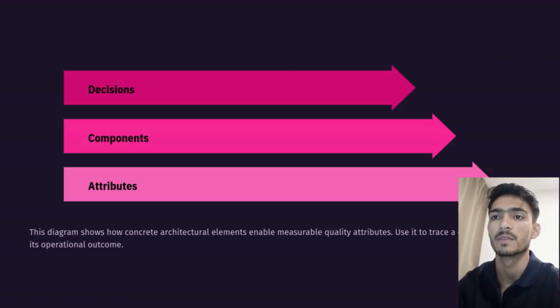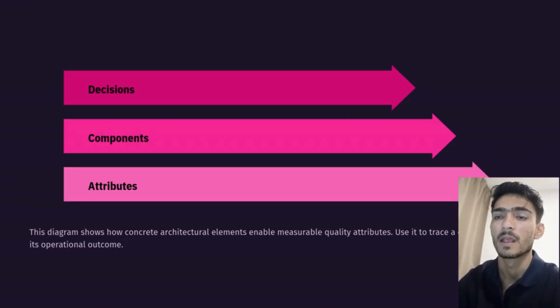And then my third point is why this matters. This diagram shows that architecture is not theoretical, it has measurable outcomes in real system performance. So, when architects make decisions, they are actually deciding how scalable, secure, or reliable the system will be.